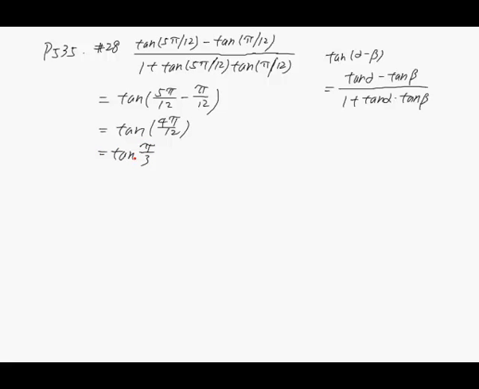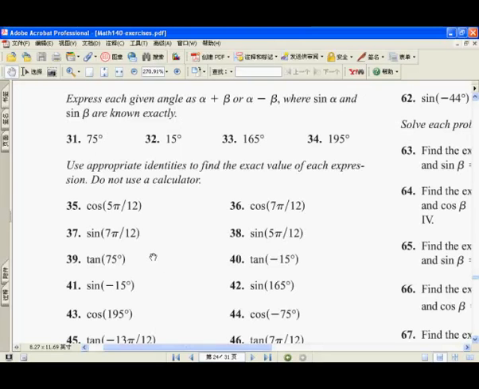And what is the value of the tangent of pi over 3? What is this value? Root of 3, right? Root of 3. Then done. Now let's look at problem 39. Use appropriate identities to find the exact value of this expression. Okay, don't use a calculator. So we need to find the tangent of 75 degrees.